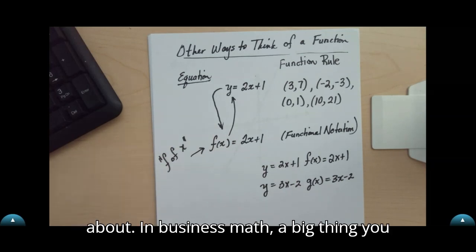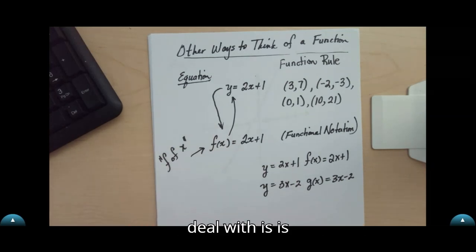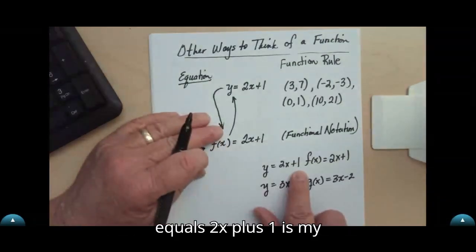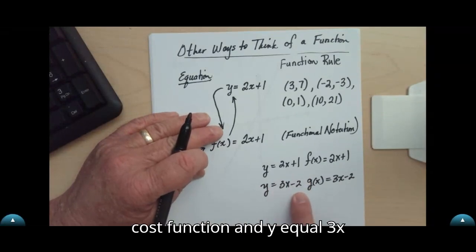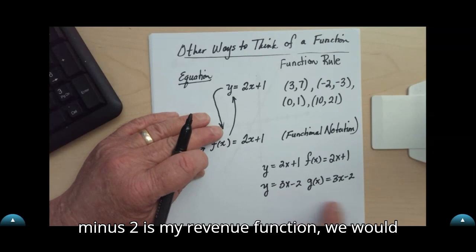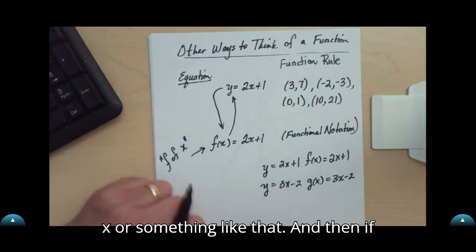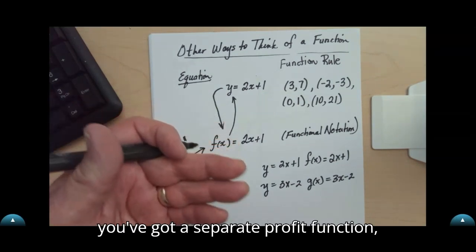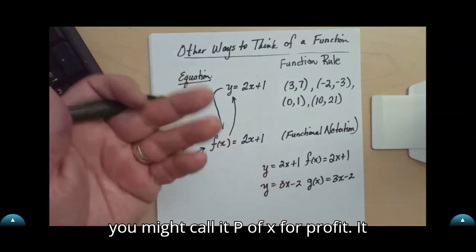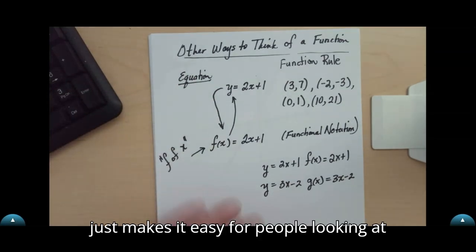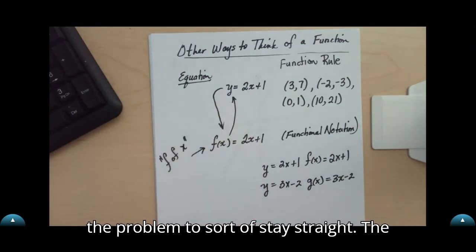In business math, a big thing you deal with is revenue, cost, and profit. And so instead of having, maybe y equals 2x plus 1 is my cost function and y equals 3x minus 2 is my revenue function, we would call this one C of x and this one R of x or something like that. And then if you've got a separate profit function, you might call it P of x for profit. It just makes it easy for people looking at the problem to sort of stay straight.